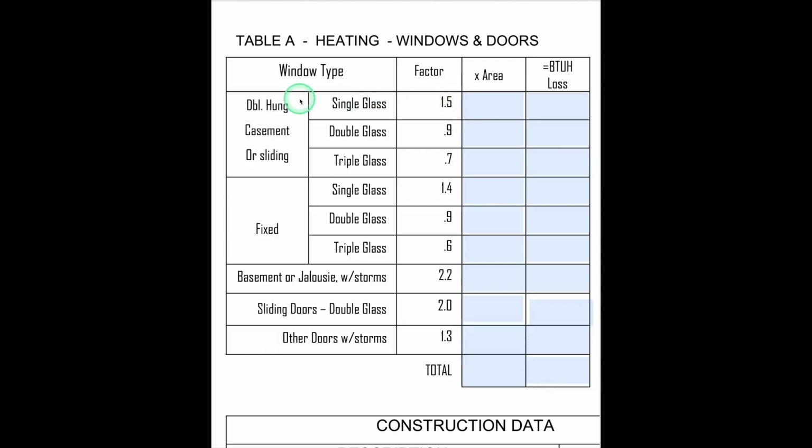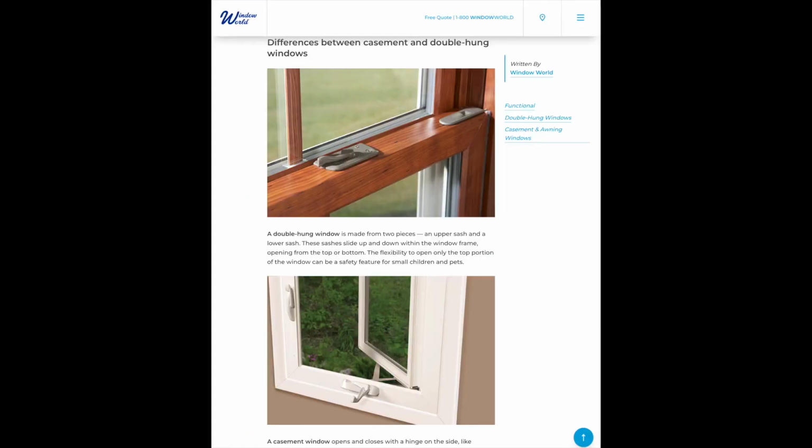So before we talk about inserting the areas and calculating the BTU loss, let's look at what a double hung, casement, and sliding window is, and fixed window. And we'll talk about these other ones as well. So let me pull up some information. So what's the difference between a casement and double hung window?